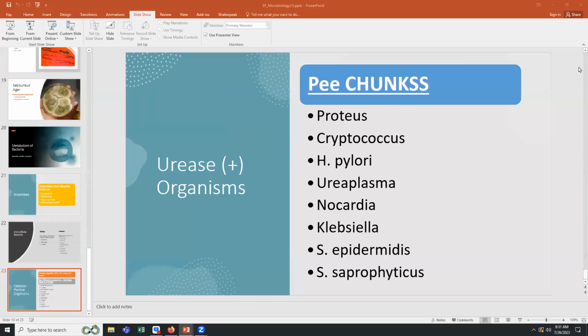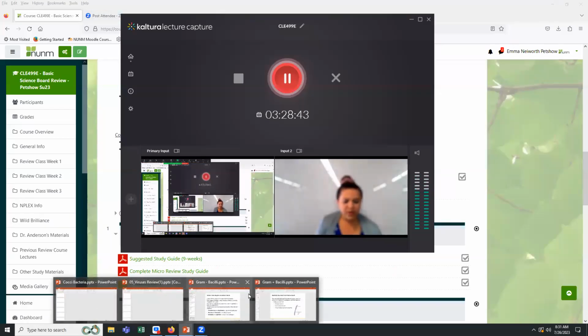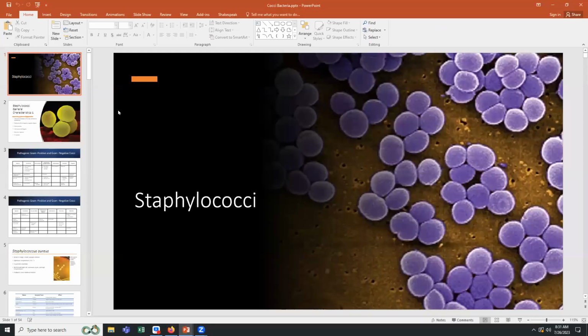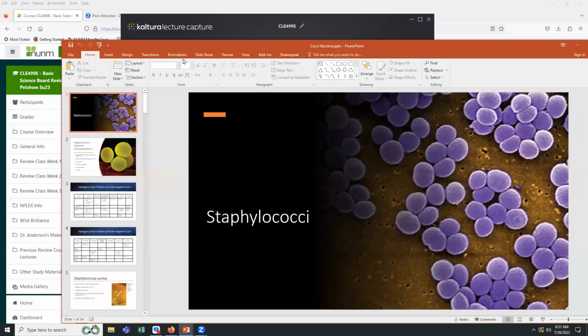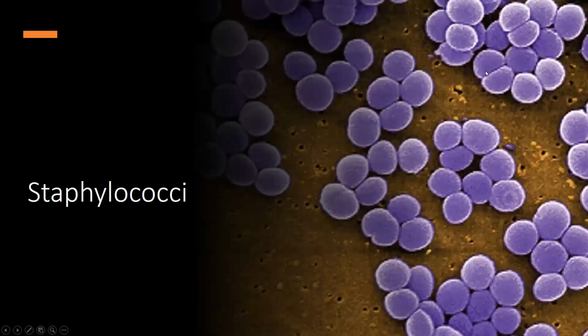Okay. That was our first little basic intro. We're going to look now at our gram-positive and gram-negative cocci. Like I said at the beginning, we're going to really focus on bacteria today and then go a little into viruses. We're going to pretty much ignore the other microorganisms. They're not high yield at this point for the test.